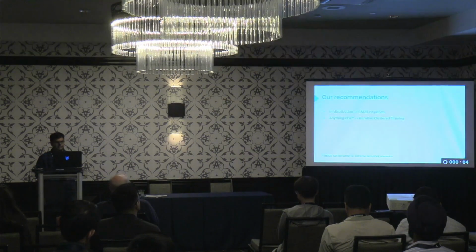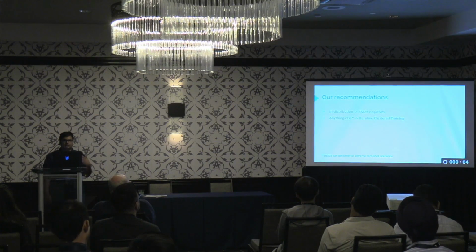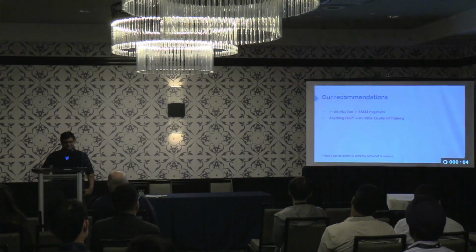So finally, our recommendations. If you are going to use the dense retriever mostly on in-distribution data, we recommend just using BM25 negatives. It's fast and easy to do, and it gave the best results in our experiments. For anything else, if you need your model to work on out-of-distribution data, then we recommend iterative cluster training, with a slight caveat: if you need it to work on completely different looking data, maybe BM25 is still the better option. And that is the end of the presentation.